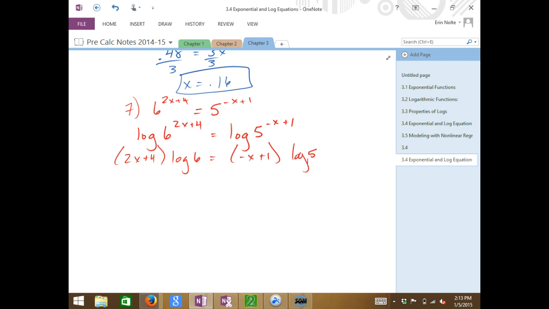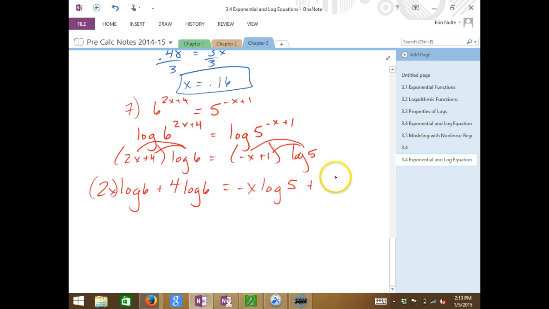So I'm going to start by distributing the log of 6 through the quantity on the left-hand side. We're going to have 2x times the log of 6 plus 4 logs of 6. And I'm going to do the same thing on the right-hand side, distributing the log of 5 through that quantity. So it's going to be negative x times the log of 5 plus 1 times the log of 5, which is really just the log of 5.